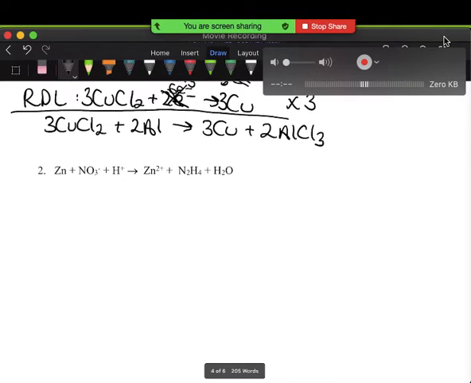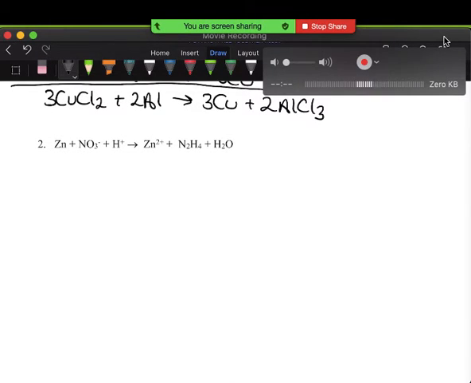So we have a look at this one. This is more like what you would get. Zinc is 0 because it's an element. This is a complex ion, so I have to have the -1 left over. So my oxygen is -2. There's 3 of them, -6. 1 left over, -5. It makes my nitrogen +5. Proton +1. Zinc is 2 plus charge because it's a simple ion.